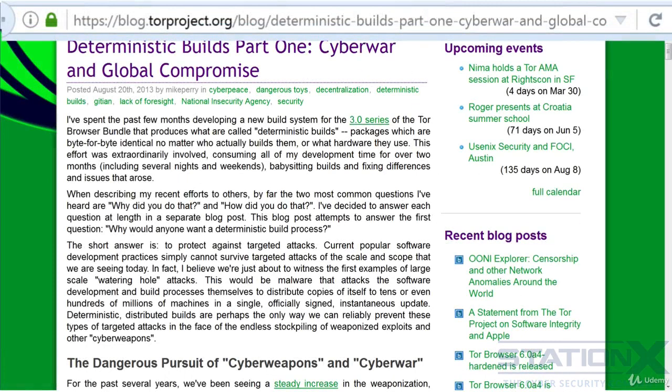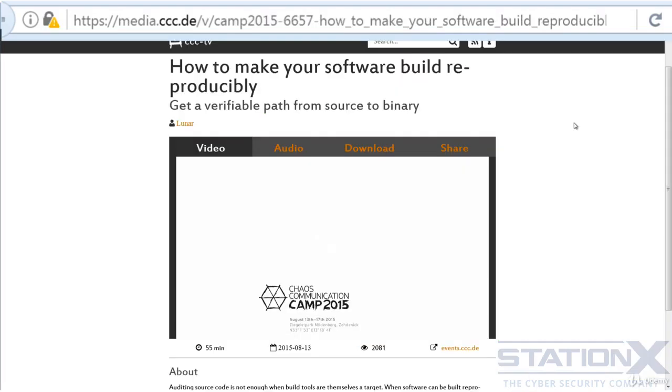by a gentleman called Mike Perry on deterministic builds in relation to Tor, but it's also a good read. And here there's a video on how to build your own software reproducibly.